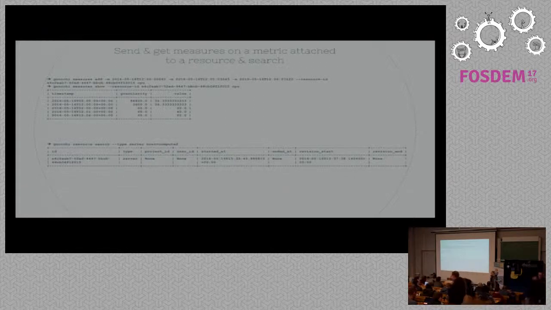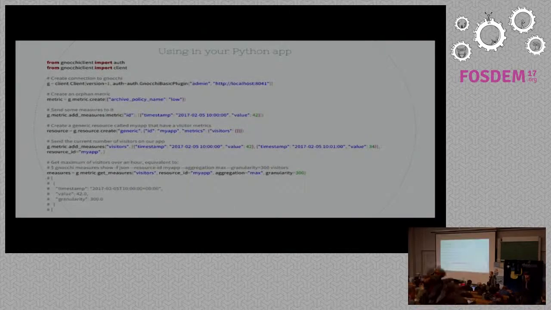It's not tied to only infrastructure, so in our context in OpenStack we do talk a lot about instances, volumes, and networks, but it's actually applicable to any kind of resources. If you have an application, a website with visitors or anything, you can use all this system to create your own metrics. So this is how to use it in Python, so it's pretty simple.